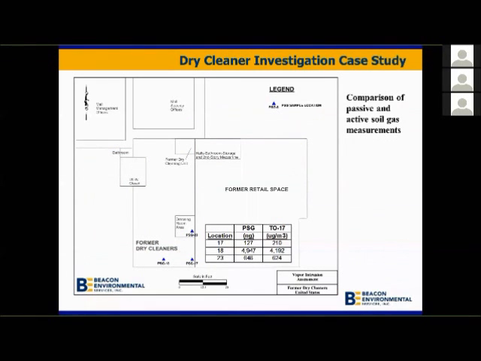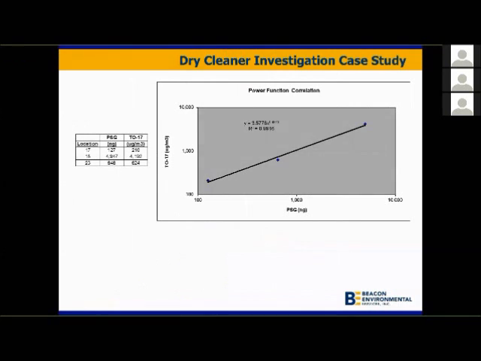The results from both the passive and active soil gas samples are shown here in this table, and you will note the strong correlation between both data sets. As an additional exercise, because it was not necessary for the objectives of the survey, but we were interested to see results, Beacon analyzed the correlation between the passive soil gas and the active soil gas results at these 3 locations using a power function to best represent the relationship with the data that has an order of magnitude difference.